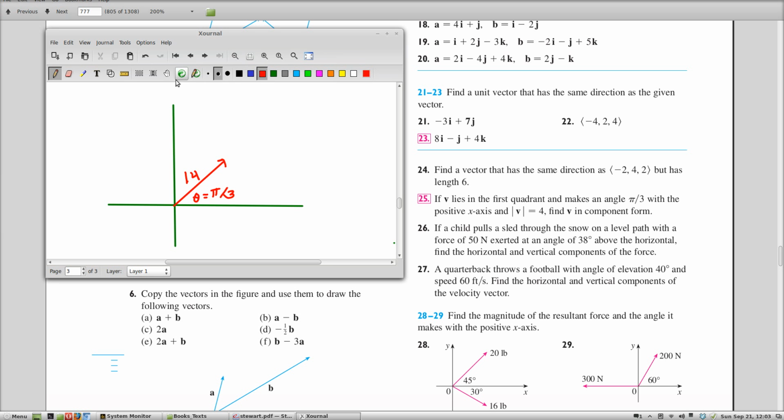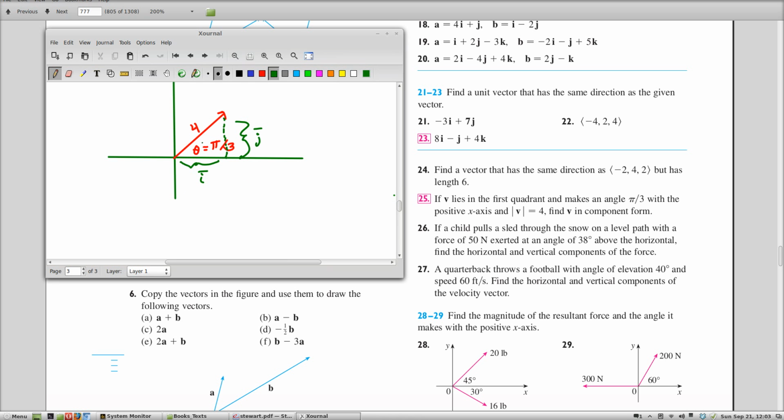And they say that the magnitude is 4. I don't know why I wrote that vertical bar there. So the magnitude is 4 if you regard this as a triangle. There's just going to be a refresher in basic trig. They want you to write it in component form. And the length of this side of the triangle is going to be the j component. And the length of the triangle on this side is going to be the i component. And you just use trigonometry to find what each one of those are.